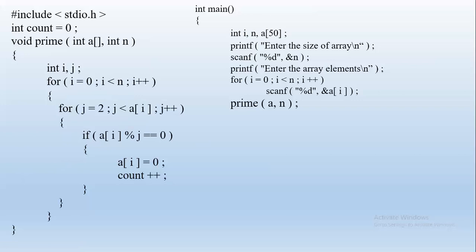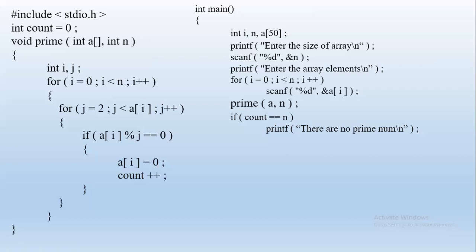All others are non-prime, right? So all others have become 0. So a of 0 is 3, a of 3 is given as 5. All others have changed to 0. Now, if count equals n, that means there are no prime numbers. All of them have been changed to 0, so we will not print anything.